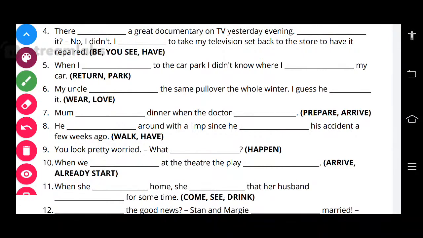To answer this question, first we have to go through the sentence.